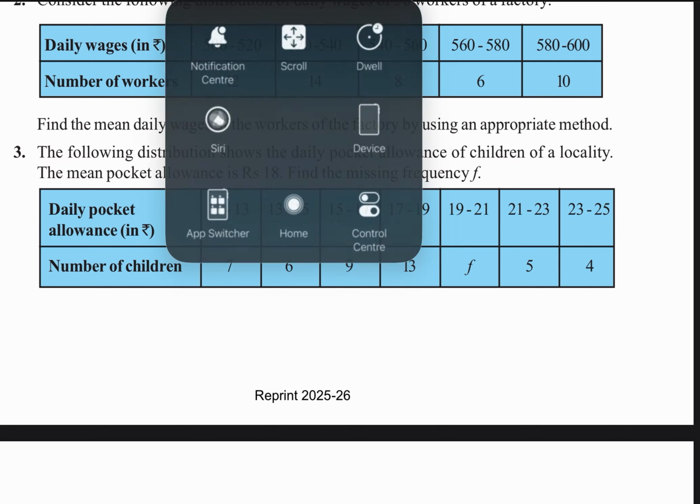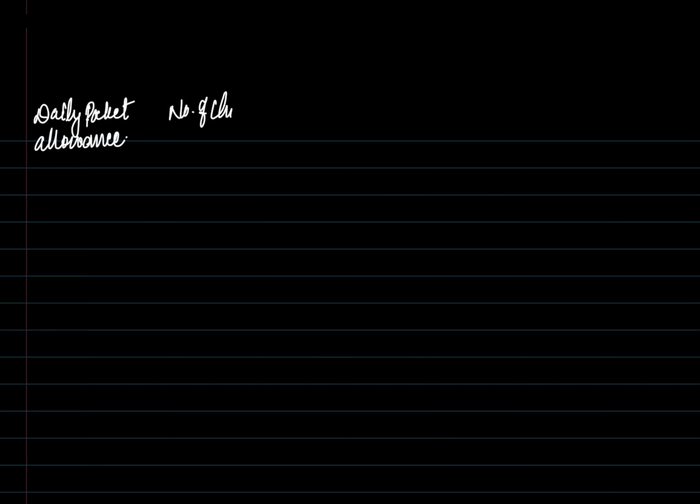So, given data. First we have to write what they have given. Okay. So daily pocket allowance, and number of children. This is fi. Okay, this is our frequency.